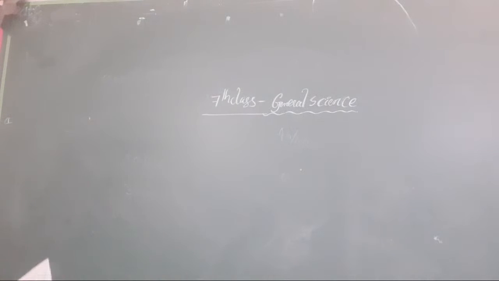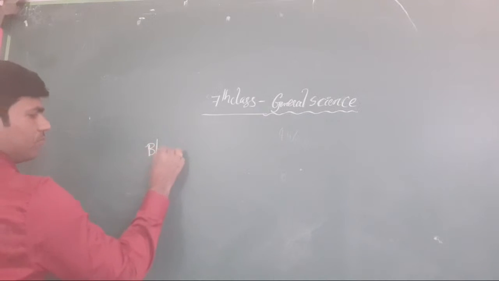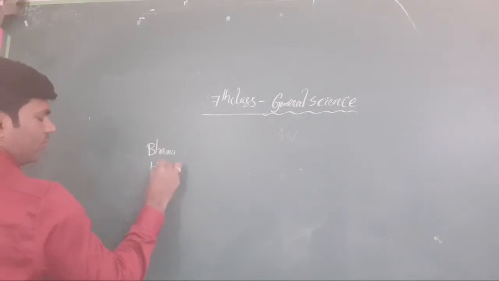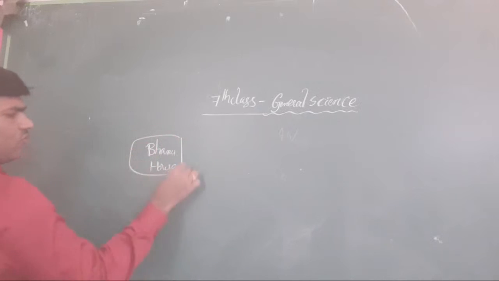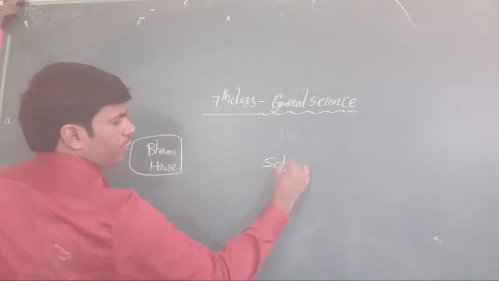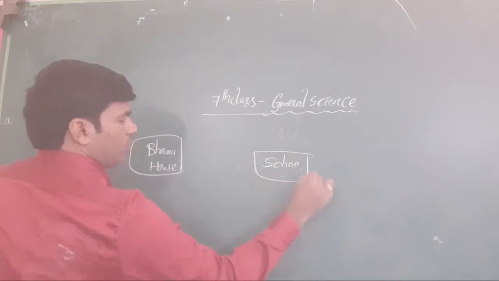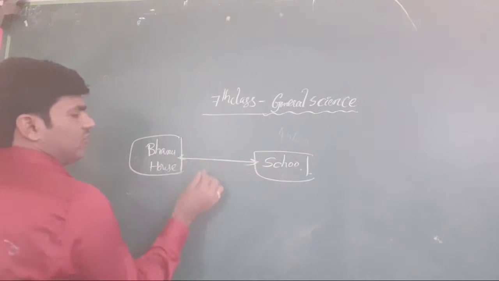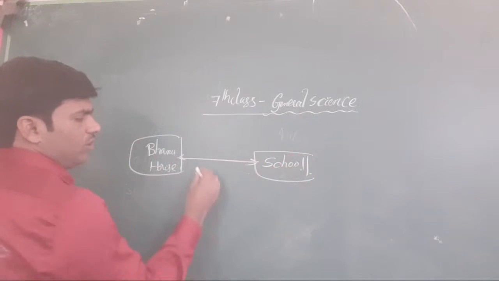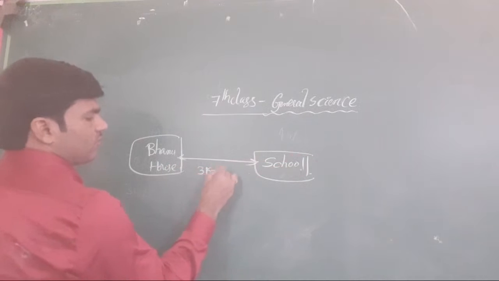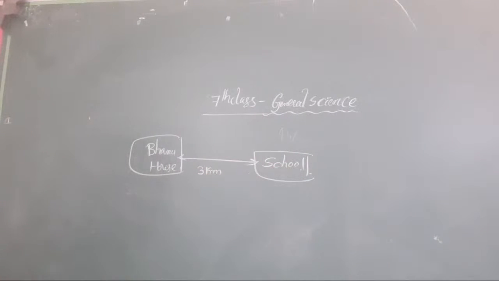First, how much distance did he travel? Banu's house is here. It is the school. What is the distance here? The distance from Banu's house to the school is 3 kilometers. Okay, clear or not, all the students?